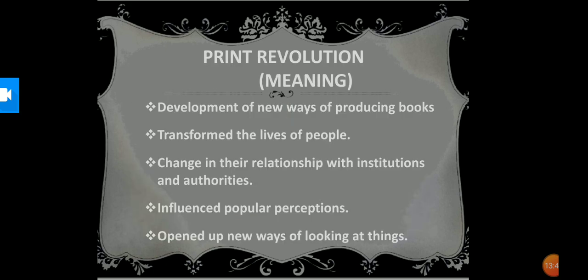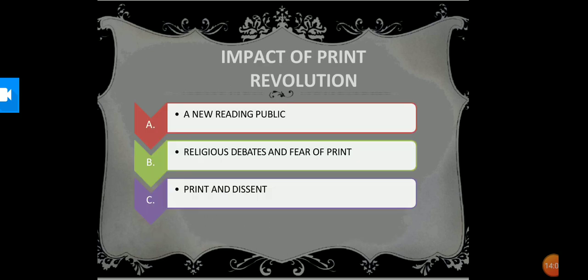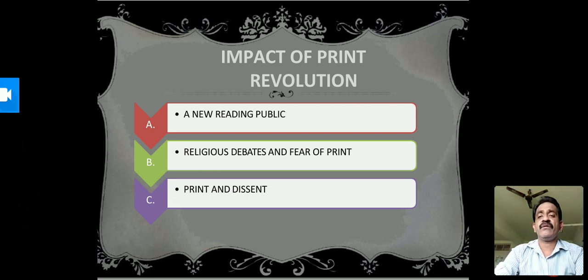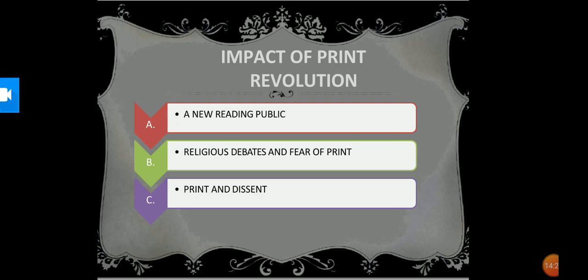So, development of new ways of producing books, change in the relationship with institutions and authorities, influenced popular perceptions, opened up new ways of looking at things. So, print revolution, what is the meaning of that? What it meant. The printing press had a very great impact on the society as a whole. How? A new reading public has emerged. Religious debates and fear of print started. Print and dissent actually started at this particular period of time. We will see how this happened now.